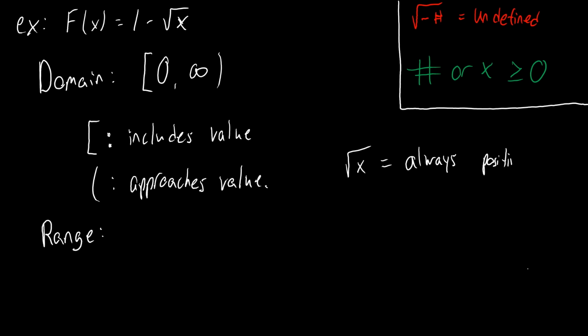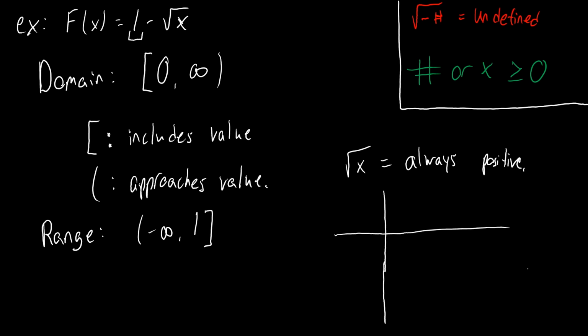Okay, so if we have a constant 1, and we're subtracting something that's always positive from a constant 1, then we know the greatest value that we're going to have is going to be 1. So it's going to be negative infinity to 1. Okay, and let me just draw this graph real quick. And this is 1. Okay, it's going to look like this.